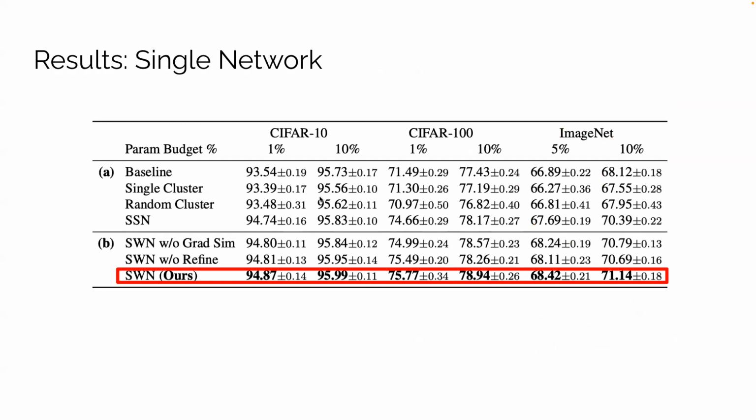We now present results for several settings. We start with sharing within a single network in the low parameter budget setting. For 1, 5, and 10% settings, we outperform prior state-of-the-art, which are shapeshifter networks, by a substantial amount on CIFAR 10, CIFAR 100, and ImageNet. Notably, over the baseline of slimming a standard network down to meet a parameter budget, we outperform by up to 4% on top 1 accuracy.